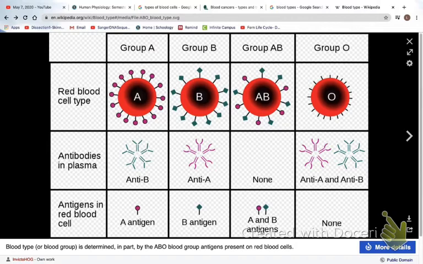So I'm going to talk about the blood cells themselves. These are going to be always on red blood cells. So you can see in this picture, they're showing red blood cells.